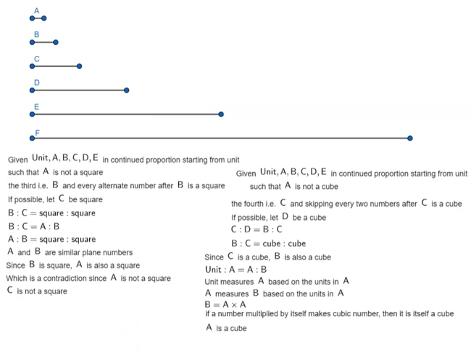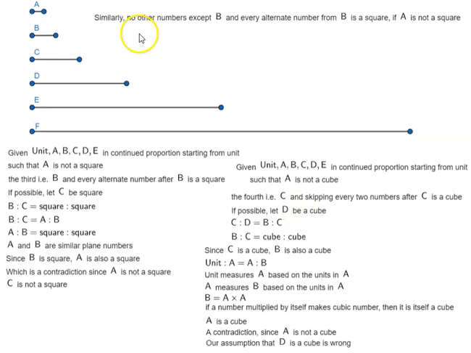Okay, now if you look at it, we have arrived at A is a cube. But is that true? We are given that A is not a cube. So which means we have reached a contradiction, which means our assumption was wrong. And the assumption was what? If possible, let D be a cube. So our assumption is wrong, which means D is not a cube. Similarly, we can show that E is also not a cube.